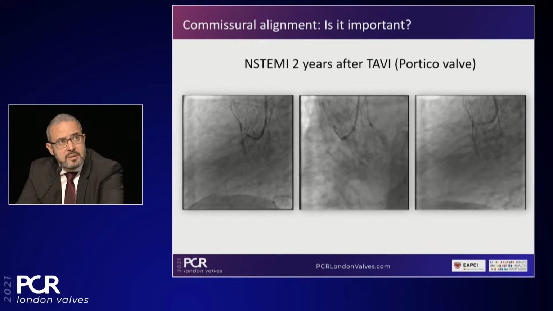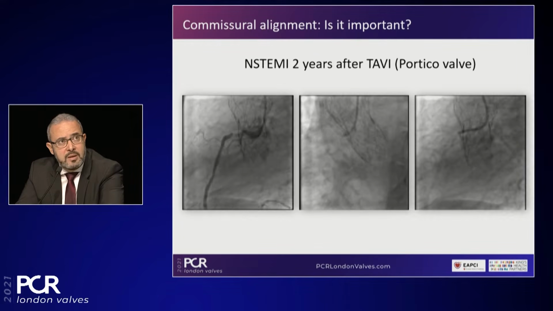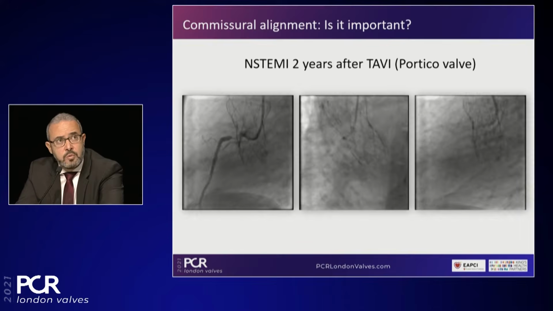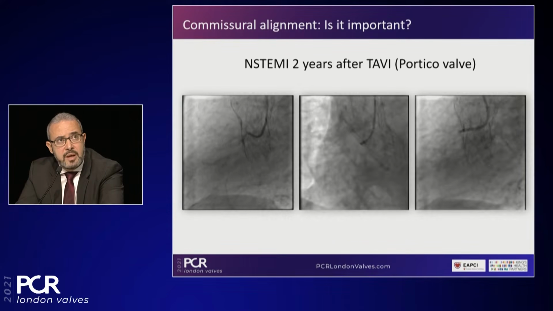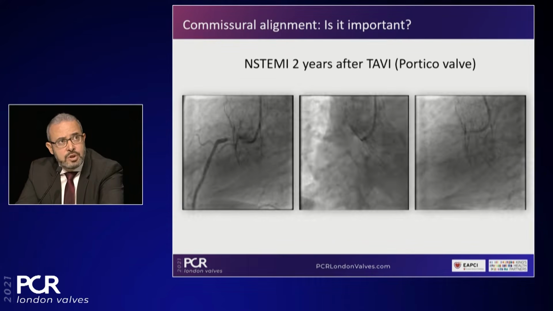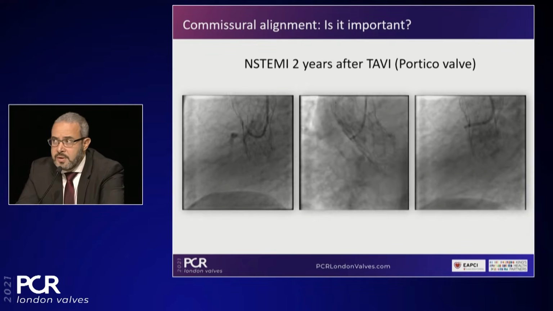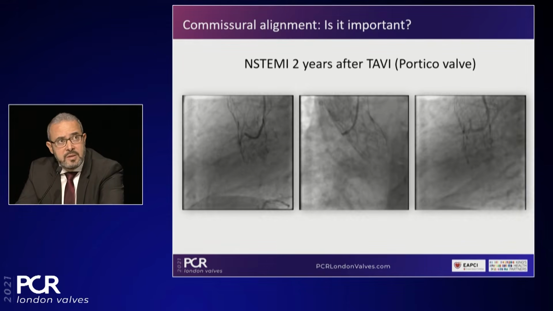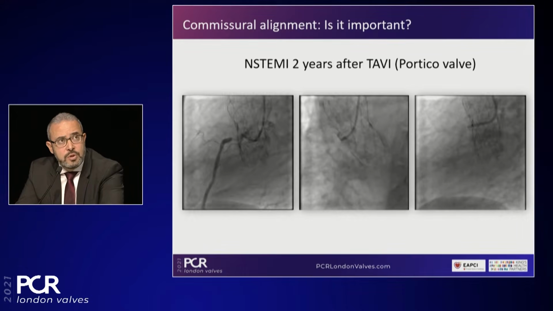But despite several attempts by several very experienced operators, we were not able to selectively engage or even approach this coronary artery in order to intervene on it. And at the end of the day, this intervention could not be performed.